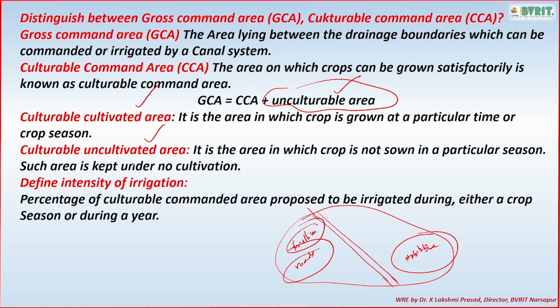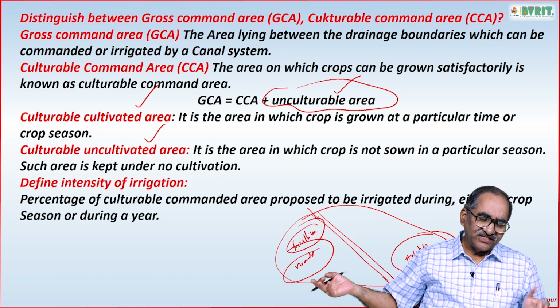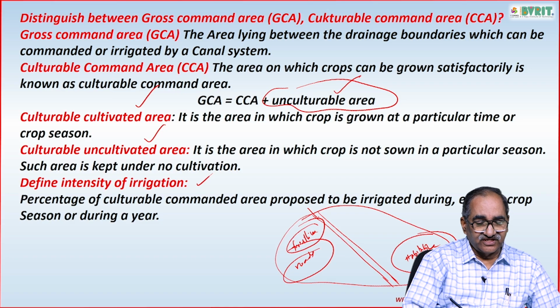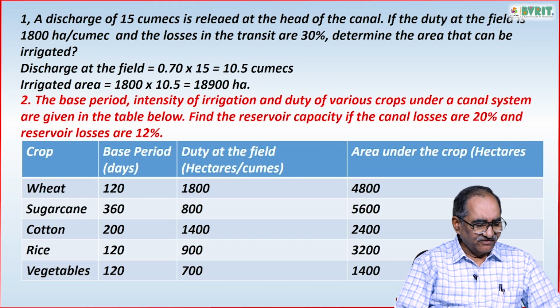What do you mean by intensity of irrigation? It is the percentage of culturable command area proposed to be irrigated during either a crop season or a year. So we have the gross command area, culturable command area, culturable cultivated area, culturable uncultivated area, and the intensity of irrigation. The percentage of the culturable command area proposed to be irrigated during either a crop season or a year is what we call intensity of irrigation. These are the basic things you should know.